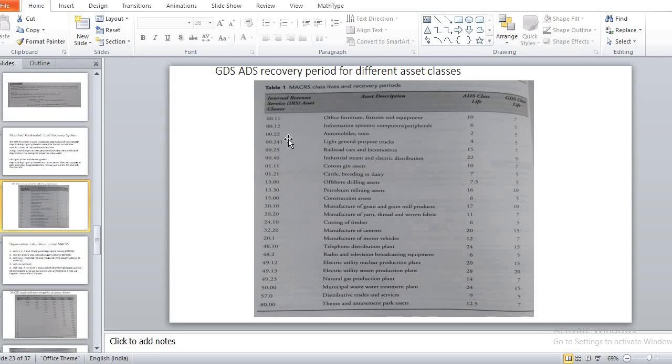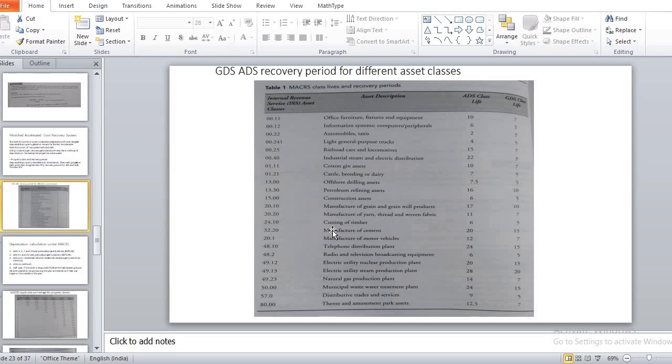Automobiles are grouped into one class, giving the number of that class 0.22, with ADS life 2 years and GDS life 5 years. Like that, different properties are categorized into one class. So railroad cars, industrial steam and electrical distributions, cotton grain assets, cattle breeding and dairy or agricultural products come under this class, having number 1.21, and having ADS life 7 years, GDS life 5 years, like that.